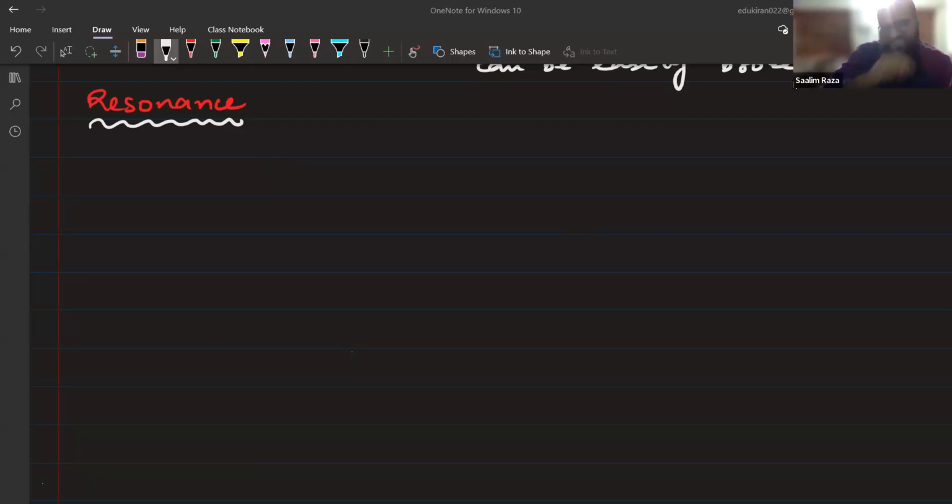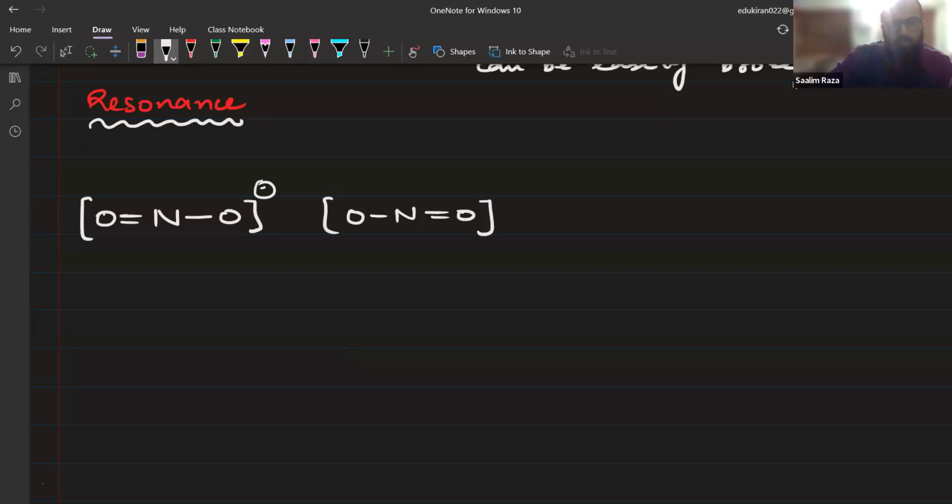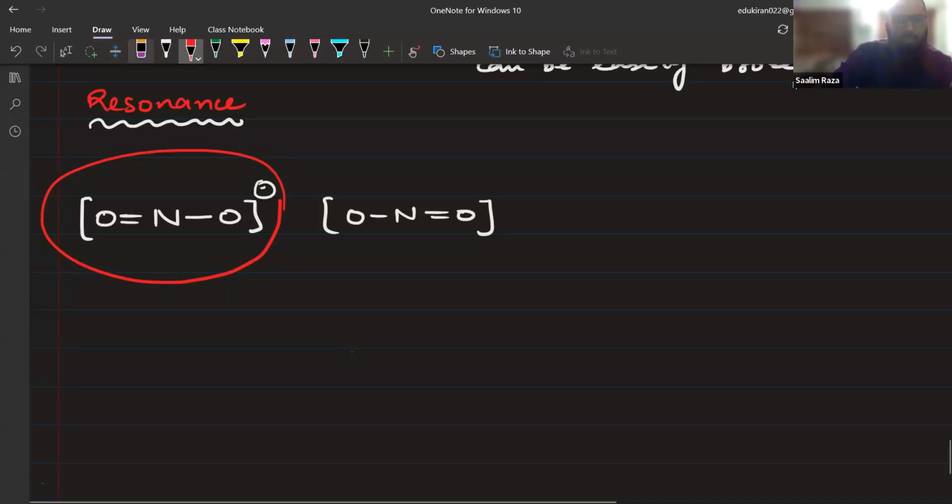Okay, so resonance structures will be, for example, NO3, NO2 negative. We had NO2 negative, so we can write the double bond oxygen here. This is one of the structures. Or we can write it like this also: nitrogen double bond oxygen here and a single bond here. When a structure is not completely explained by only one Lewis dot structure, if we only look at this one, we cannot explain the structure in its completeness. We can only explain the NO2 negative structure when we have the two structures.